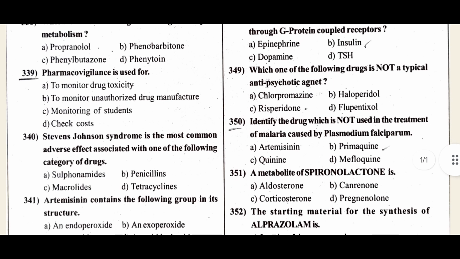Next, pharmacovigilance is used for option A to monitor drug toxicity, option B unauthorized drug manufacture, option C monitoring of students, option D check costs. The correct answer is option A, to monitor drug toxicity.